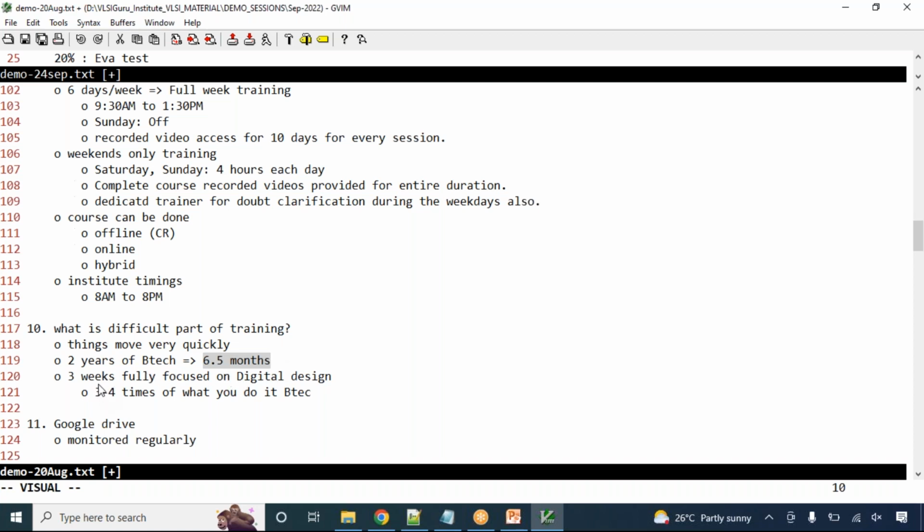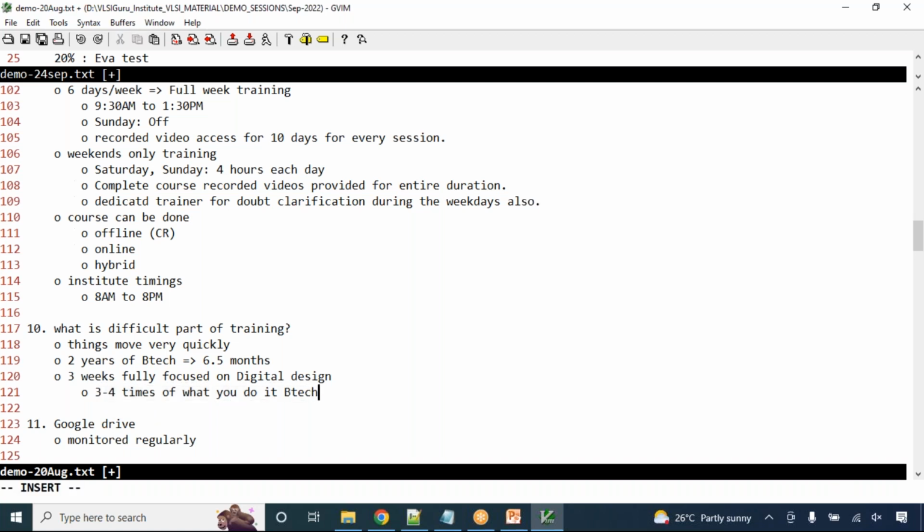If you see your BTech also, digital design, you learn it over 1 semester. 1 semester is roughly 4.5 months. You have a lot of time to learn small things also. Here you are going to learn the same things in 3 weeks, fully focused on digital design. And the other difference is what you learn in your BTech and what you learn here is almost 3 to 4 times more than what you learn in BTech.